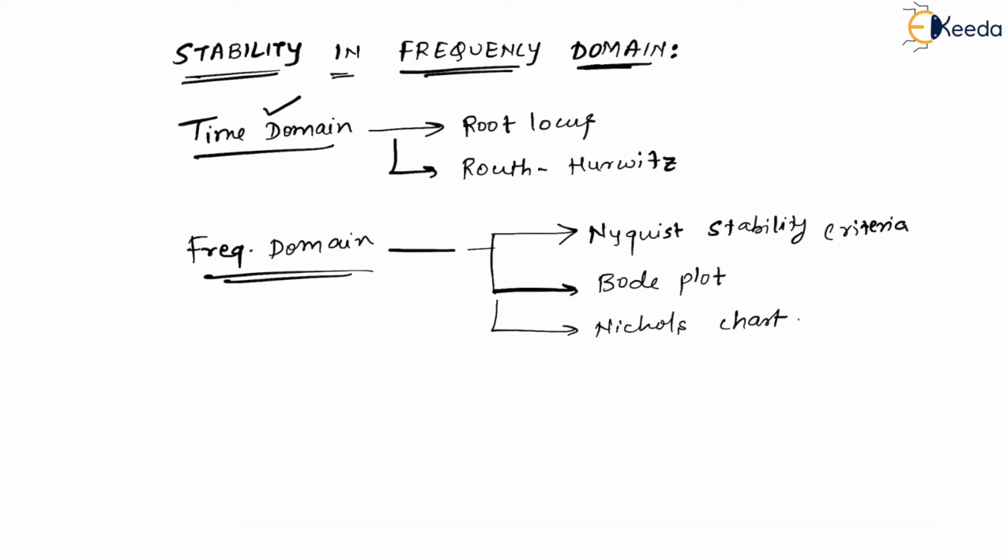But if you check our syllabus, we don't have the Nichols chart. What we have in our syllabus is Nyquist stability criteria and Bode plot. So I'm interested to start with the first one, which is nothing but the Nyquist plot. What happens in this stability criteria? Let us try to understand that.